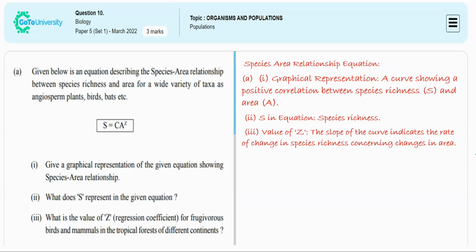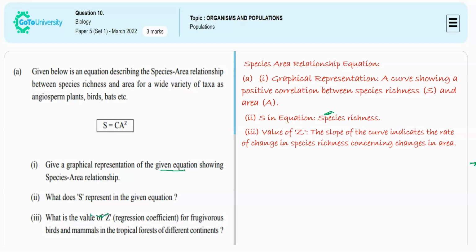Given below is an equation describing the species-area relationship between species richness and area for a wide variety of taxa, such as angiosperm plants, birds, and avians. Bird means avians, okay, etc. The formula is S = CA^z. Give a graphical representation of the given equation showing the species-area relationship.